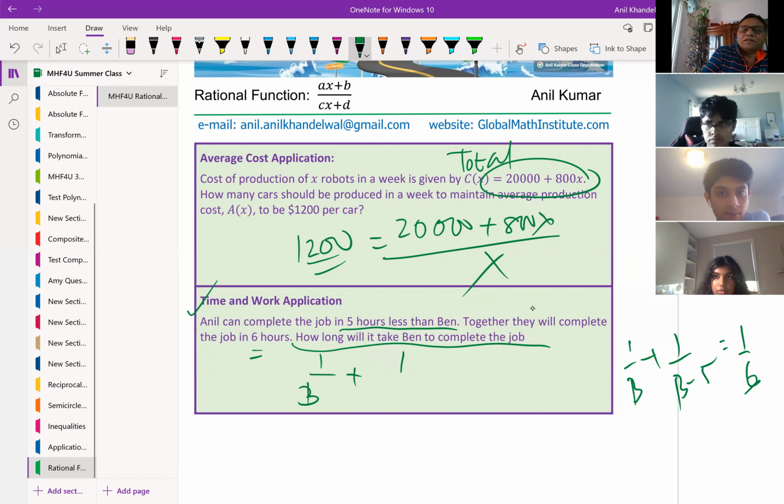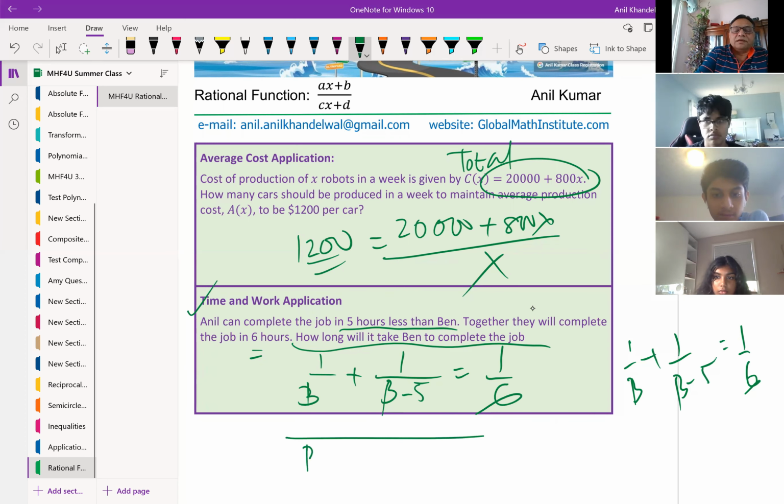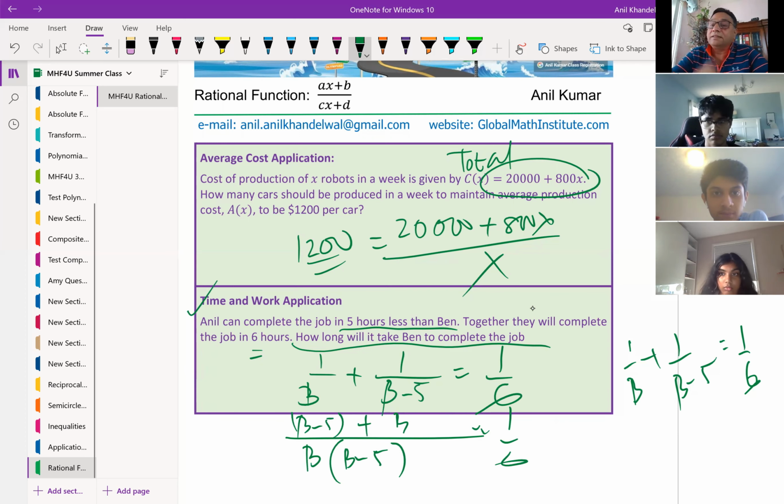Yes, sir. It's a reciprocal function because we're considering the time for 1 hour, right? Yes. 1 over B and 1 over B minus 5. When you make an equation, it's kind of reciprocal indeed, right? And then you cross multiply. Do you see that? B minus 5 plus B equals 1 over 6. Then you cross multiply. See, solving is not difficult. Getting the right equation is difficult.